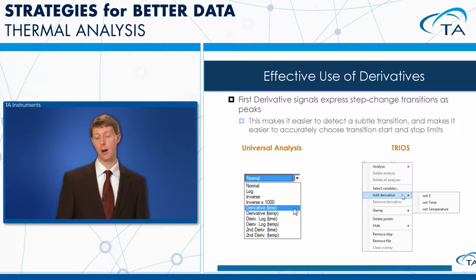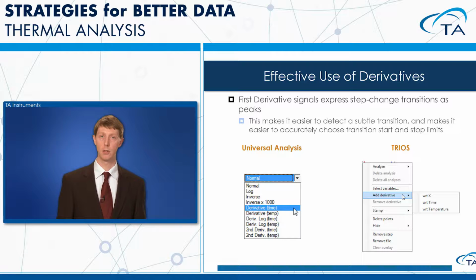Now, derivatives are used quite a bit in TGA, but derivatives can also be used for other things. So in Universal Analysis, when you are in the Signals menu, you have the ability to look at a particular variable and change that variable to the derivative with respect to time or with respect to temperature. You also have some functionality in terms of second derivatives, but they're not as commonly used as a first derivative curve. And so in the Signals menu, you have the ability to switch that in Universal Analysis.